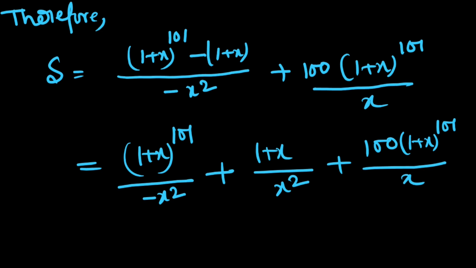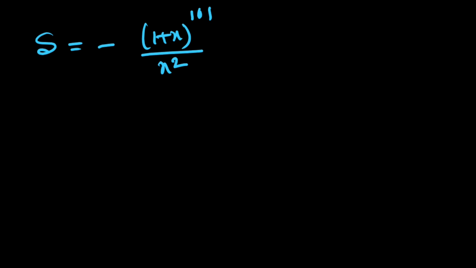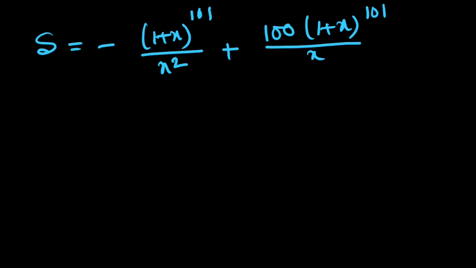Now we find the coefficient of x power 48. Here, this is (1 plus x) over x square, so x power 48 is not there. Now we expand the binomial expressions in this term and this term. So s is equal to minus (1 plus x) power 101 over x square plus 100 (1 plus x) power 101 over x plus (1 plus x) over x square.